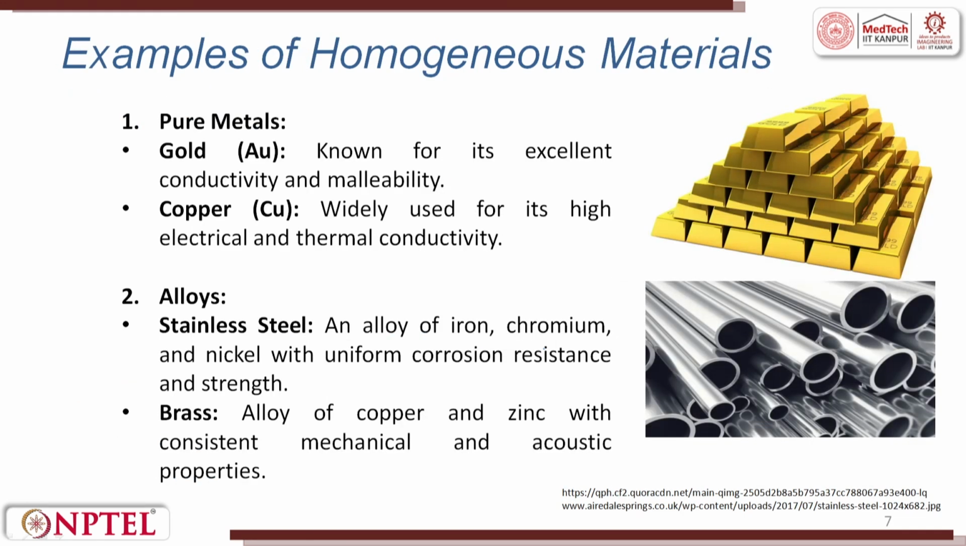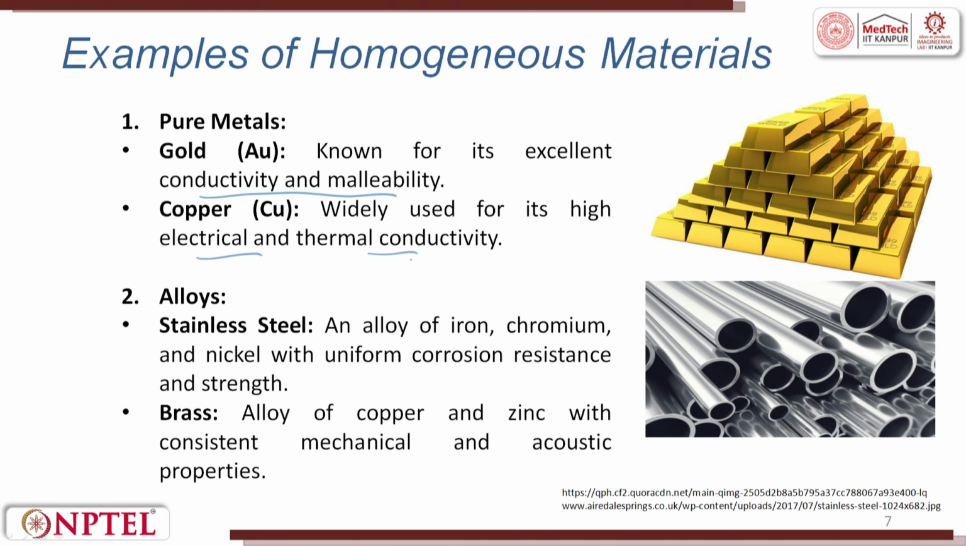Examples of homogeneous material: pure metals such as gold, known for its excellent thermal conductivity and malleability; copper, widely used for high electrical and thermal conductivity. But is pure metal used in real-time applications? No. Pure material has a lot of restrictions in terms of manufacturability. So, what we do is try to add some elements to it. For example, in gold we always add a little bit of copper, so that it gives you a strength benefit.